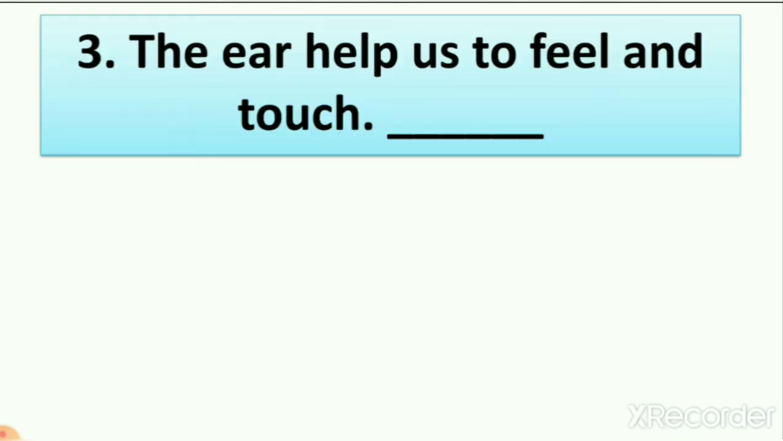So we have the sentence that the ear helps us to feel and touch. So is it right or wrong? We can feel and touch with which sense organ? It is our skin. So the ear helps us to hear things, not to feel and touch. It means this sentence is wrong, right? So what do we write here? We write here false. And the right sentence is the ear helps us to hear things. And for feel and touch, we are using our skin.